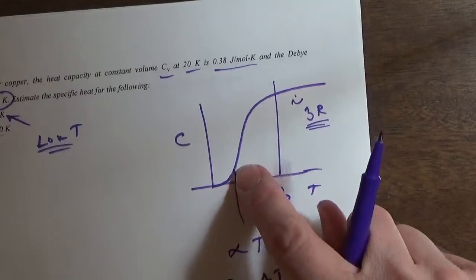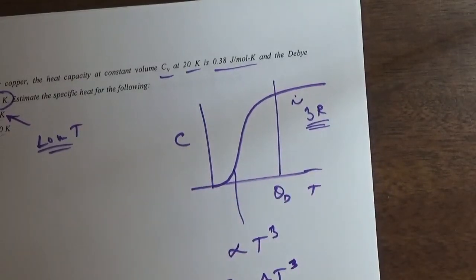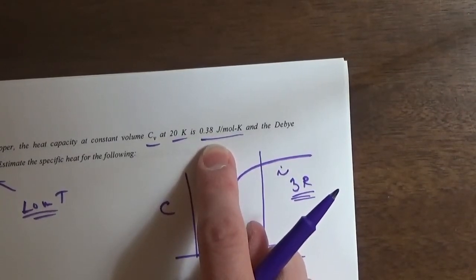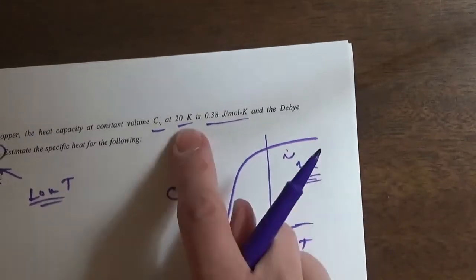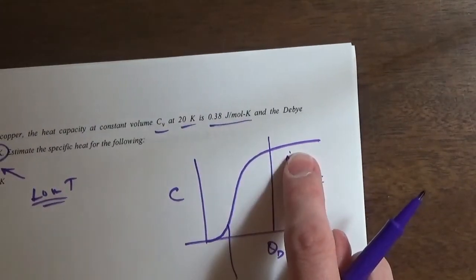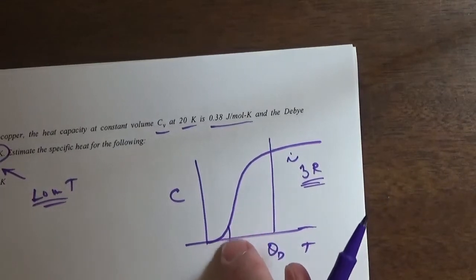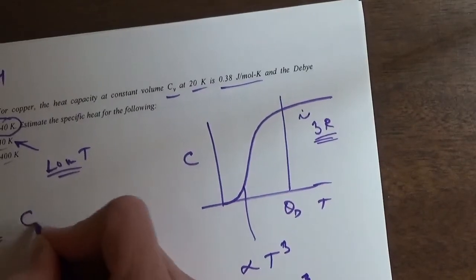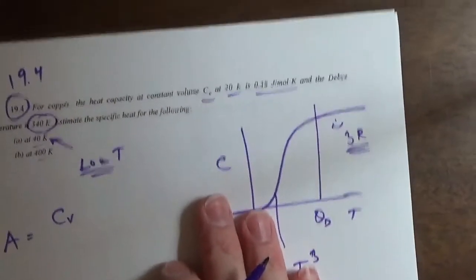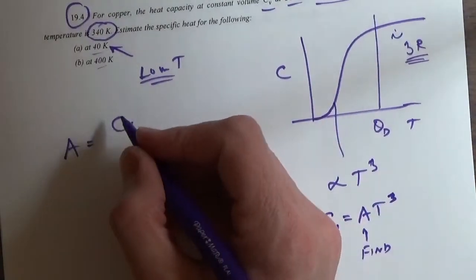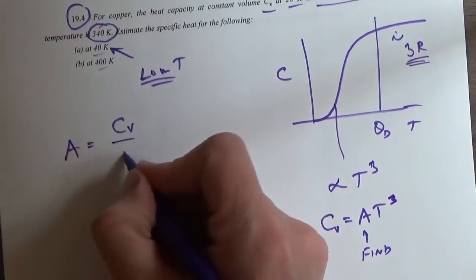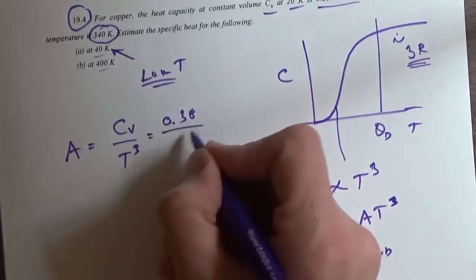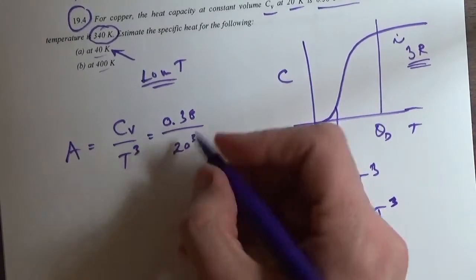So in order for us to describe the low temperature range, we need to find A. And that's why we were given the heat capacity for a particular temperature at low temperature. I mean, if they gave it at high temperature, we'd have a hard time actually trusting our interpolation or extrapolation. So we've got A is equal to CV over T to the 3, which is equal to 0.38 over 20 to the 3.